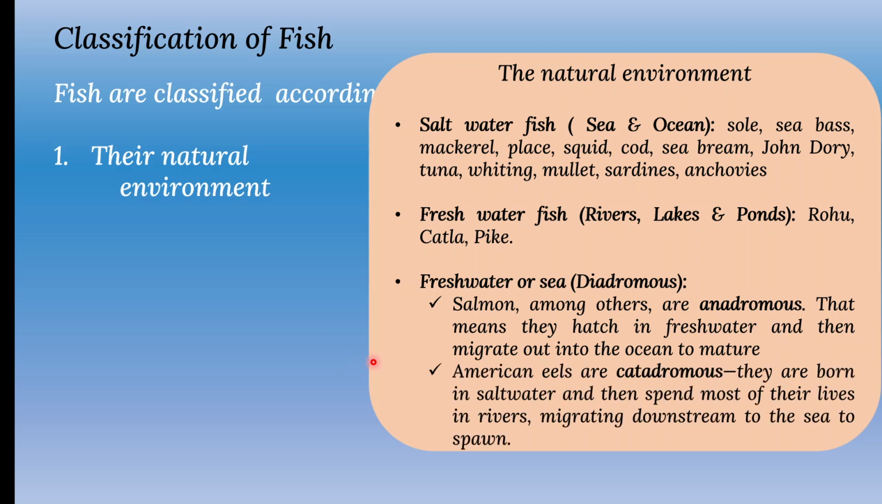Another one is known as catadromous. Example is American eel. They are born in salt water and then spend most of their lives in rivers, and migrate downstream to the sea to spawn. So just the opposite of the anadromous. So catadromous fish basically spawn in sea water and then they spend most of their lives in rivers, that is in fresh water. So anadromous and catadromous, these are two examples of freshwater and seawater fish combinations. So this is one way to categorically classify the fish.